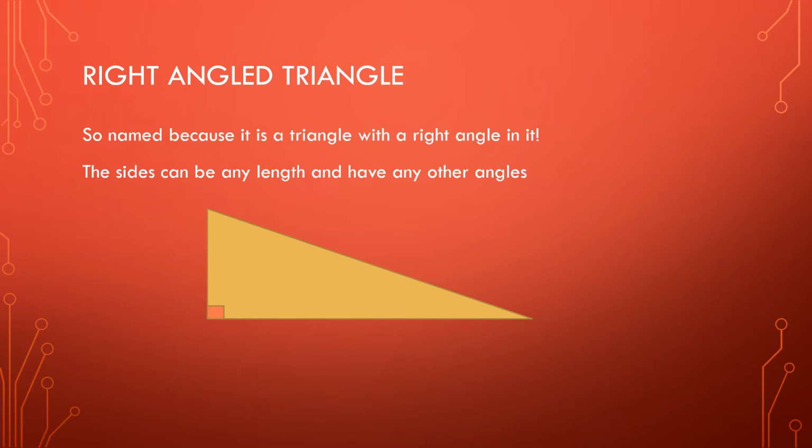The sides are different lengths, the other two angles are very clearly different, and so that's what makes ourselves a right angle triangle. So if it has a right angle anywhere in it, it becomes a right angle triangle.